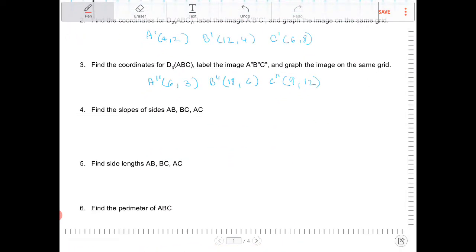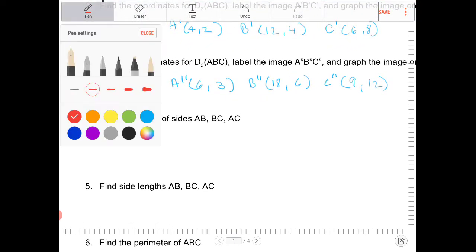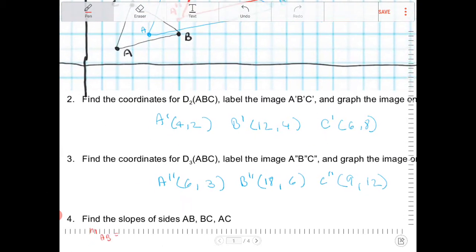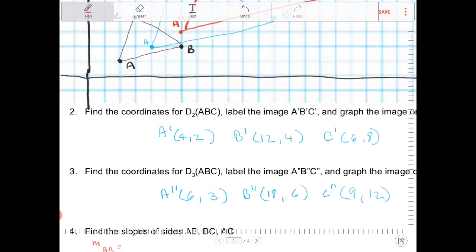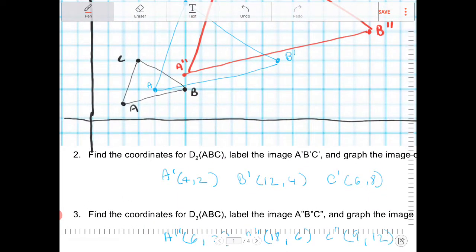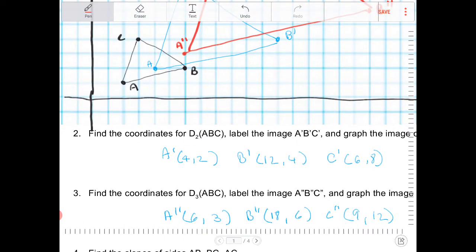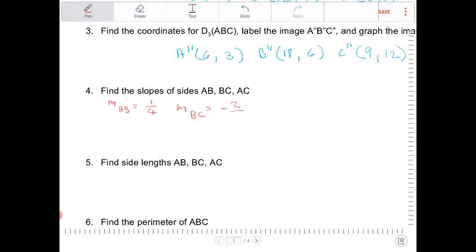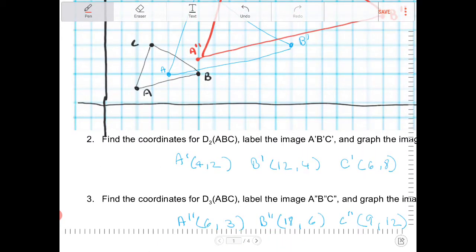Now the question says, find the slopes of AB, BC, and AC. Okay, so the slope of AB, all I got to do is just look at this. This will be positive 1/4. The slope of BC, look at that again. The slope of BC will be negative 2/3. I'm sorry. Yes, negative 2/3. And the slope of AC will be positive 3.